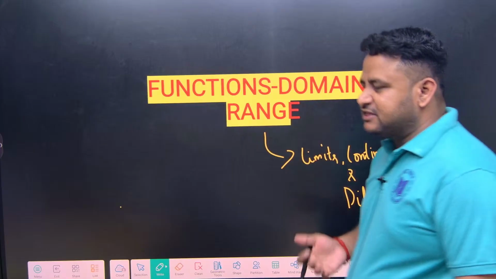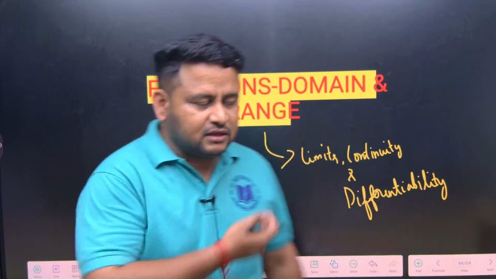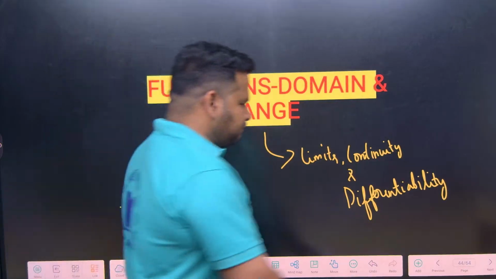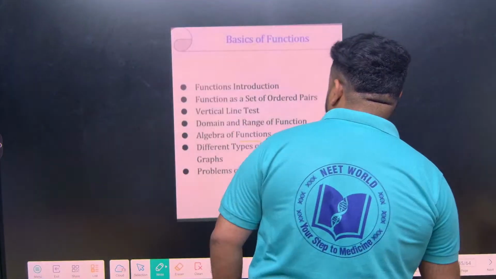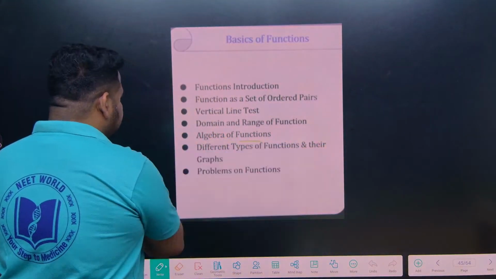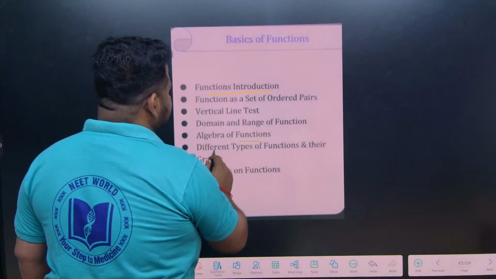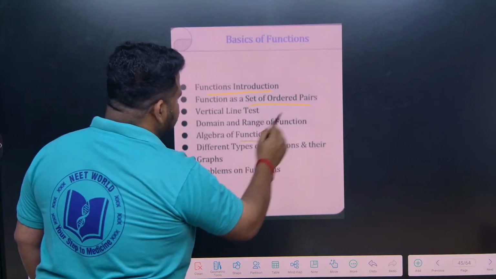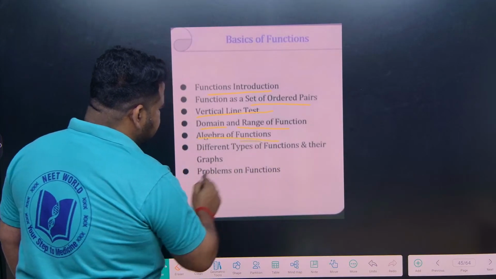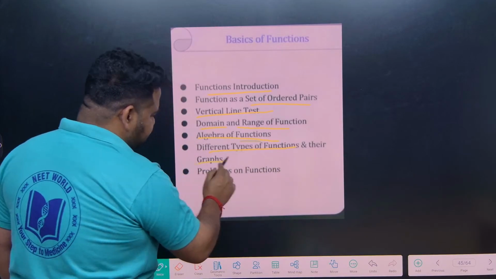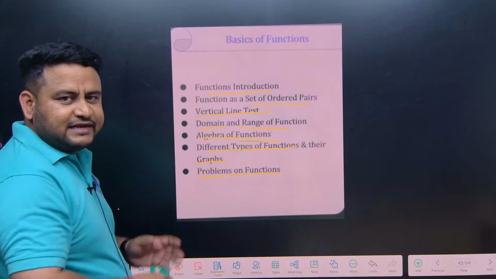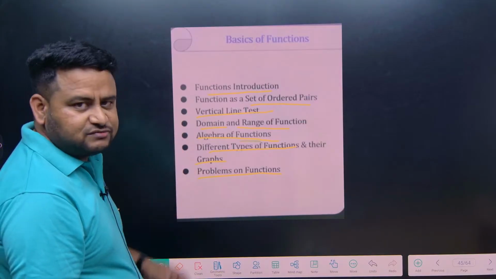Also, in your 11th and 12th standard, you have the chapter of sets, relations and functions as a separate unit itself, so the basics of functions are very important. Now, when we talk about the basics of functions, what are the things we have to know? We will be studying functions introduction, functions as a set of ordered pairs, the vertical line test, domain and range of functions, algebra of functions, and different types of functions and their graphs in the upcoming classes. We will also do some unique problems or examination questions on functions.